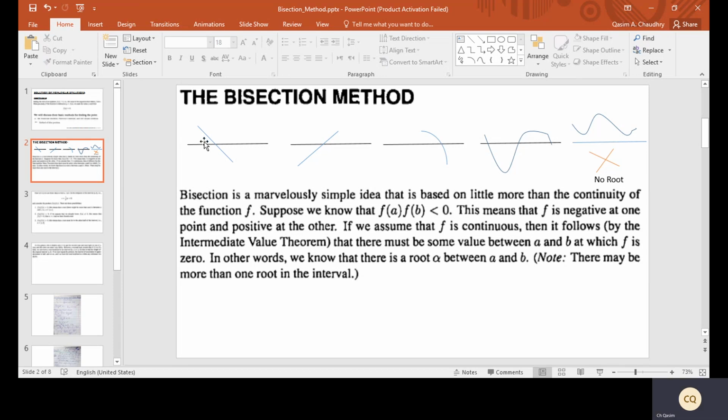And see, this is very important here. If the function is positive on one side and negative on the other side, it is very important, students, that the function should be continuous. The function is continuous, and at one end the function is positive and at the other end the function is negative, no matter whatever the ends are, then there exists a root. At least one root will exist.